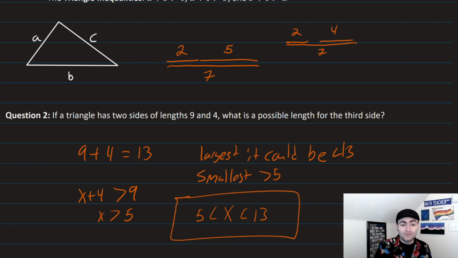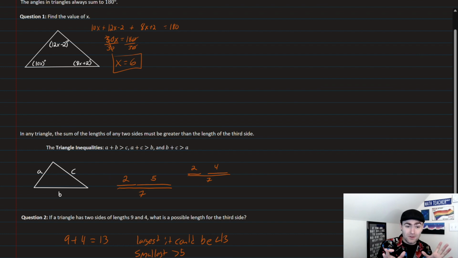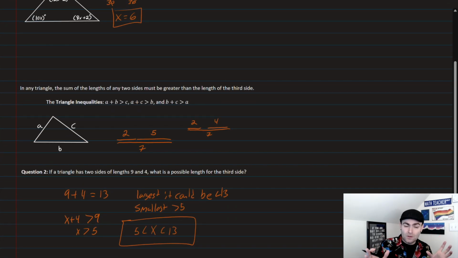So hopefully not too bad. Again, for any triangle, you're going to have these properties. Interior angles sum to 180, and the two smallest sides must be larger as a sum than the third side. If you have any questions, please let me know.